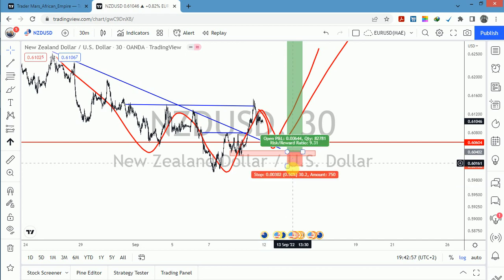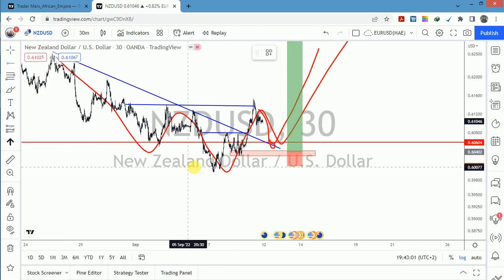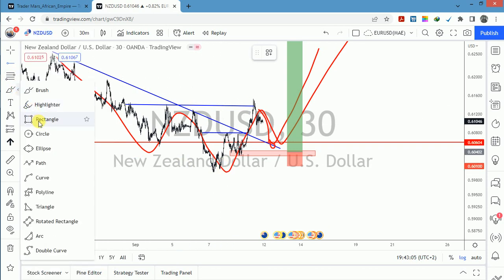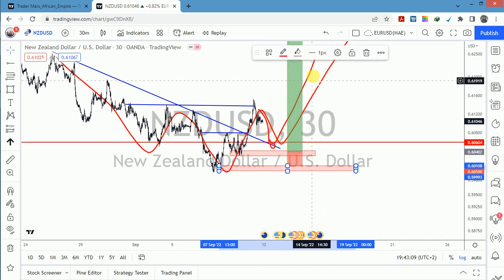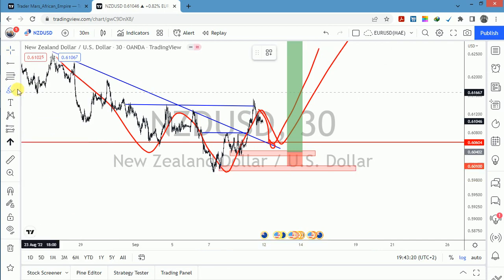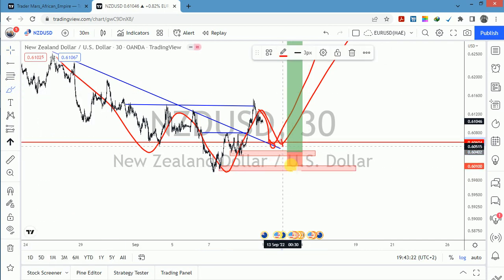The reason why I wanted to risk that much is because there is a zone here that this price can use, can test and then continue to go up. So if your stop loss is around that point, then there is a possibility for price to hit your stop loss and then continue to go up. So I wanted to put my stop loss below that zone.